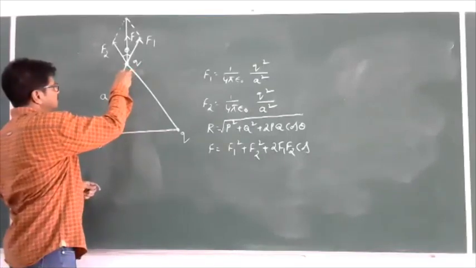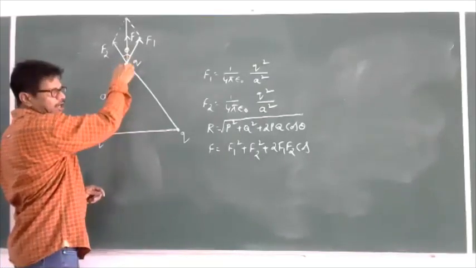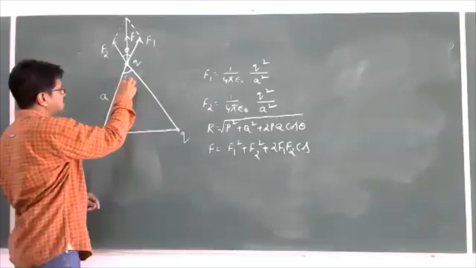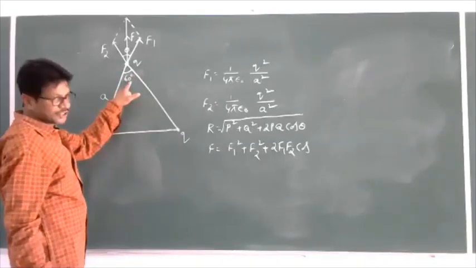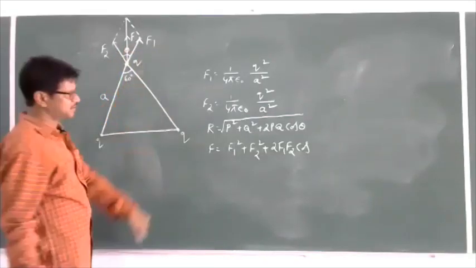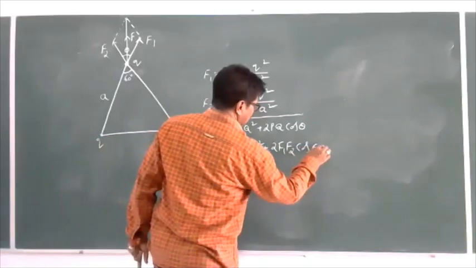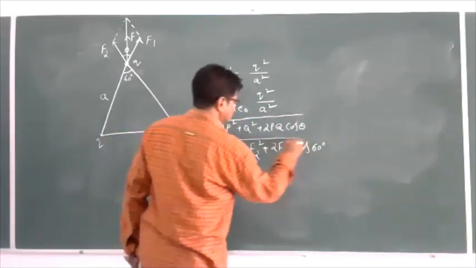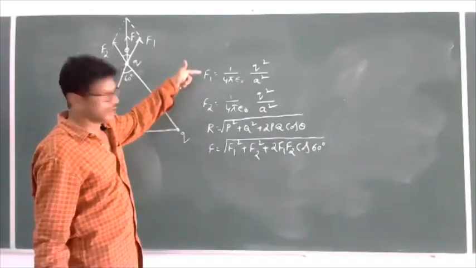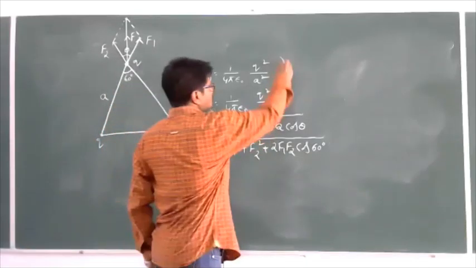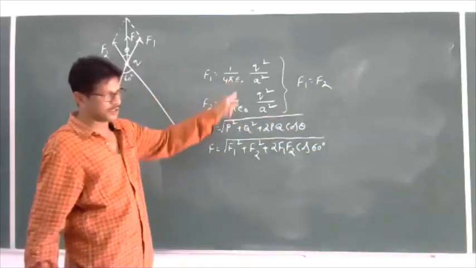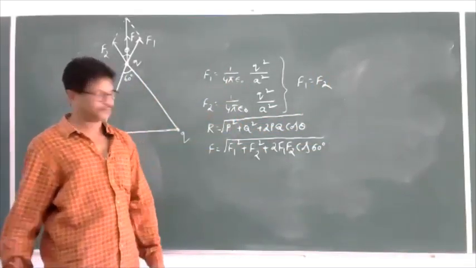Since this angle and this angle are the same, vertically opposite angles, and since it is an equilateral triangle, this angle is 60. If this angle is 60, the theta value will also be 60, vertically opposite angles. So instead of theta, I will go with 60 now. From these two equations, we can conclude that F1 is equal to F2. Both are the same.